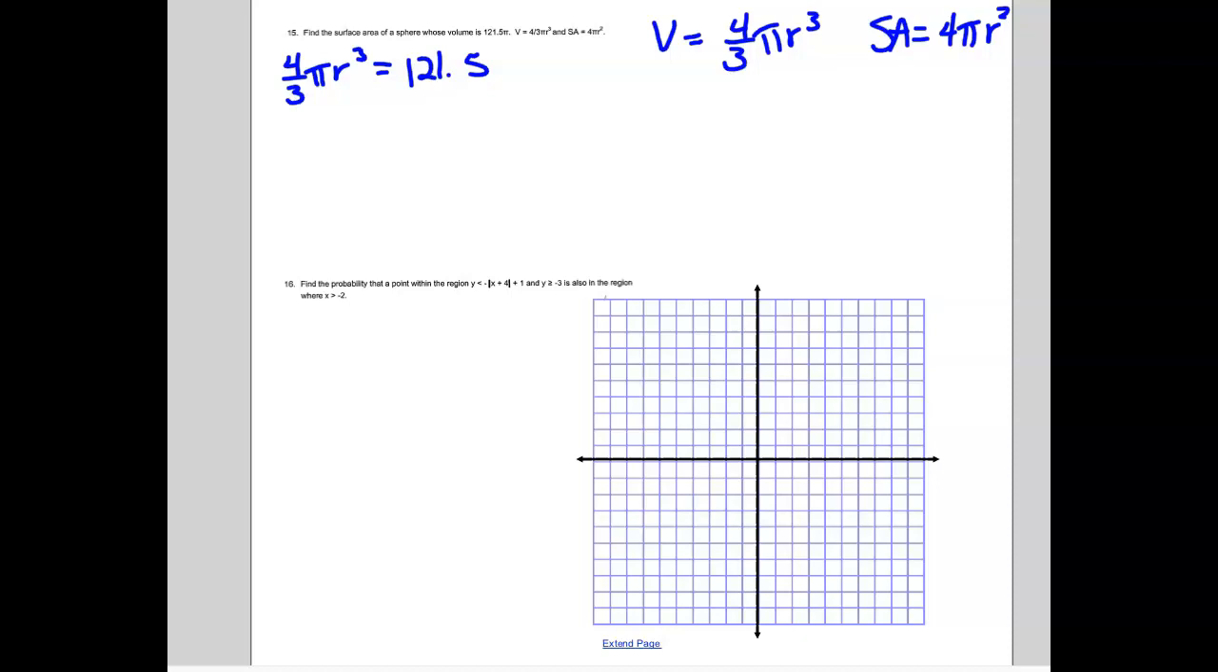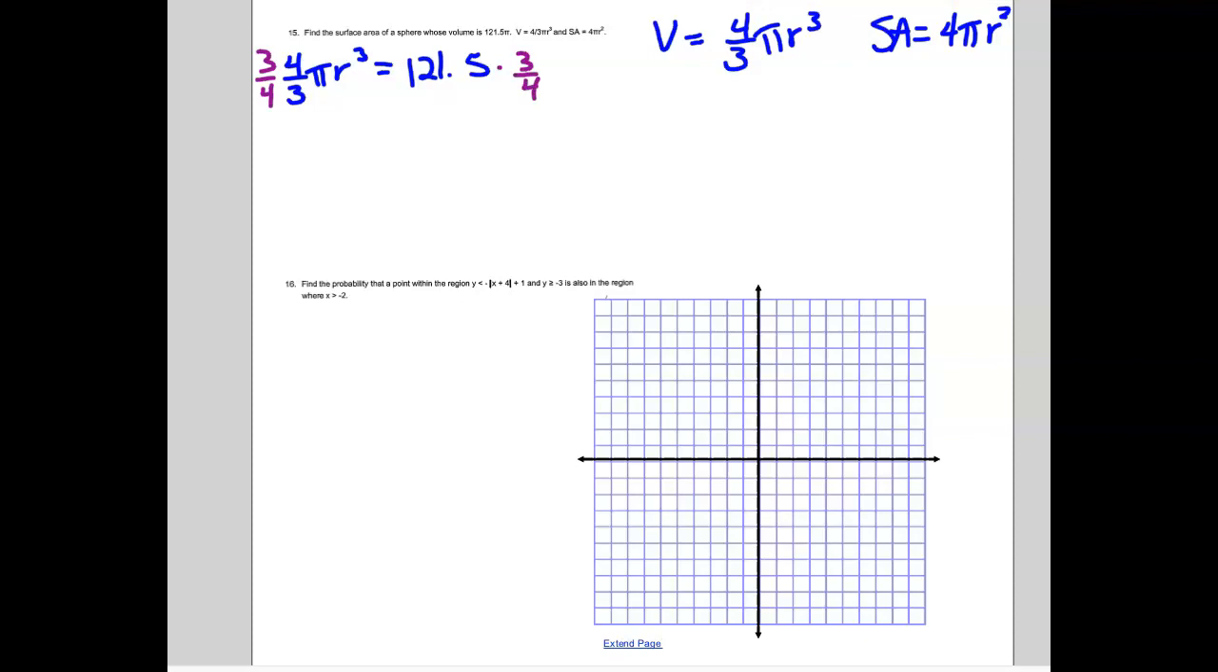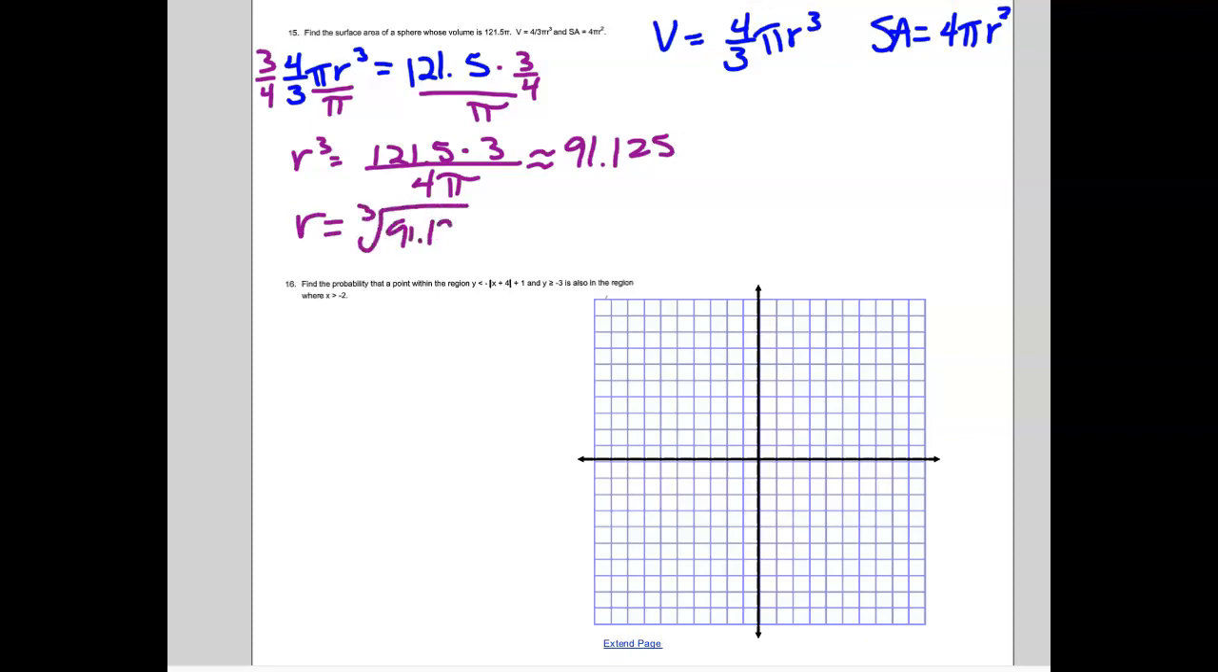So we're going to multiply by 3/4, and we're going to divide out the pi. So r cubed is 121.5 times 3 divided by a 4 and a pi, which is approximately 91.125, and so to find r, we're going to cube root that. So we end up with a radius of about 4.5.